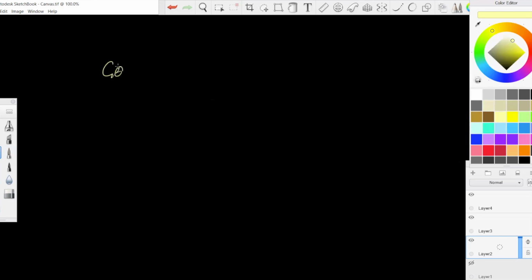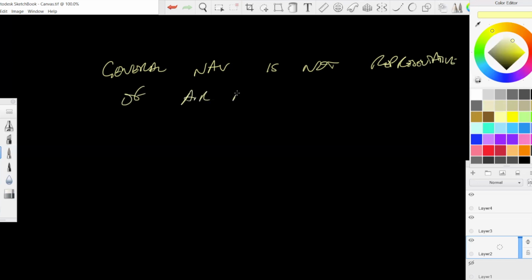Okay, so general nav is not, let's say, put a bit more formally, not representative of air navigation as you will experience when you're flying. So you have two other subjects.